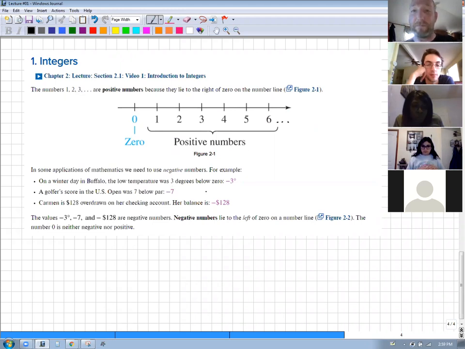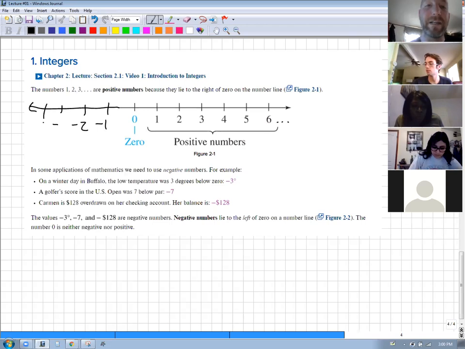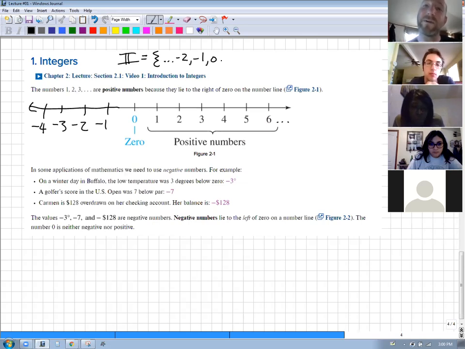The integers are not just the positive numbers. We also have our negative numbers: -1, -2, -3, -4. So that's the integers. I like to use a notation, the funky I. This is set notation: dot, dot, dot, -2, -1, 0, 1, 2, dot, dot, dot, and then a curly bracket. This is a set. So the integers are your positives and your negatives and your zero.